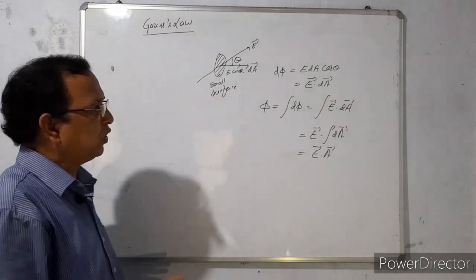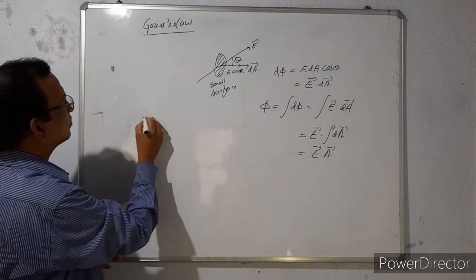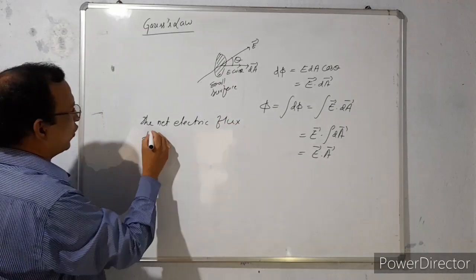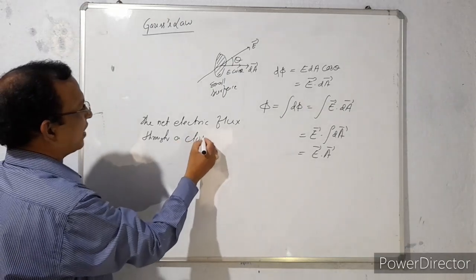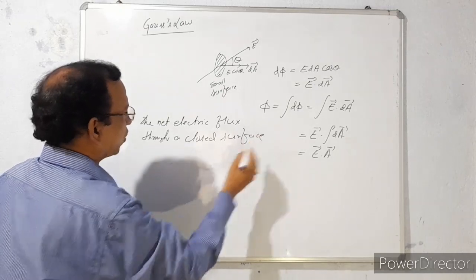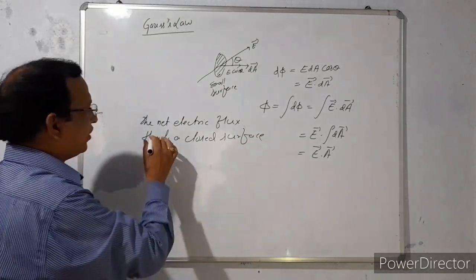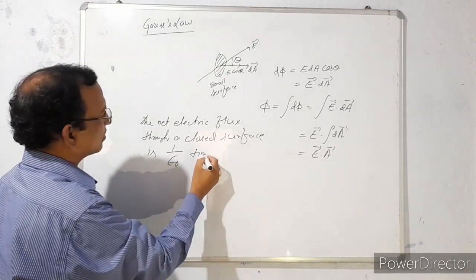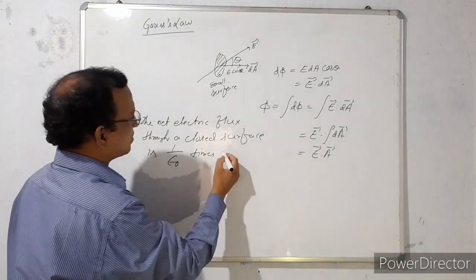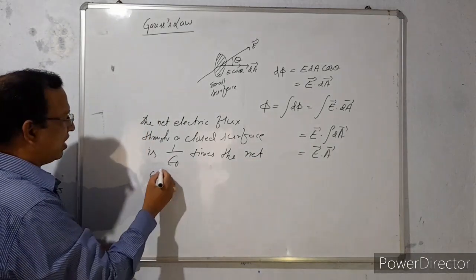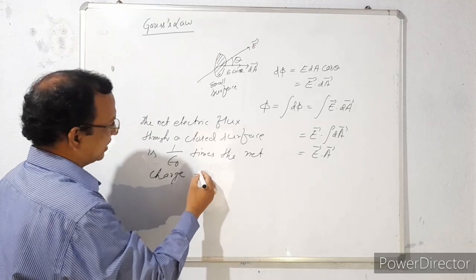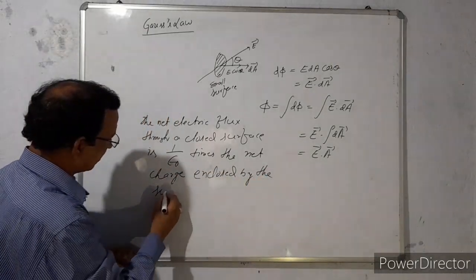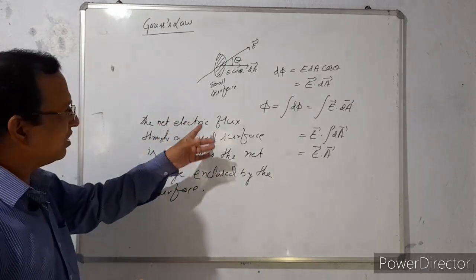Next we learn about Gauss law. What is Gauss law? Gauss law says the net electric flux through a closed surface, a closed surface being a 3D surface, is 1 by epsilon naught times the net charge enclosed by the surface. This is the Gauss law.